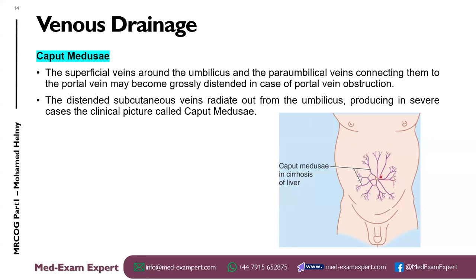between the systemic veins and the portal veins, and because the portal vein is obstructed, this will lead to a distension of the veins with blood. Here in this picture, we call it caput medusa. This occurs in hepatic patients, especially in cases of liver cirrhosis.